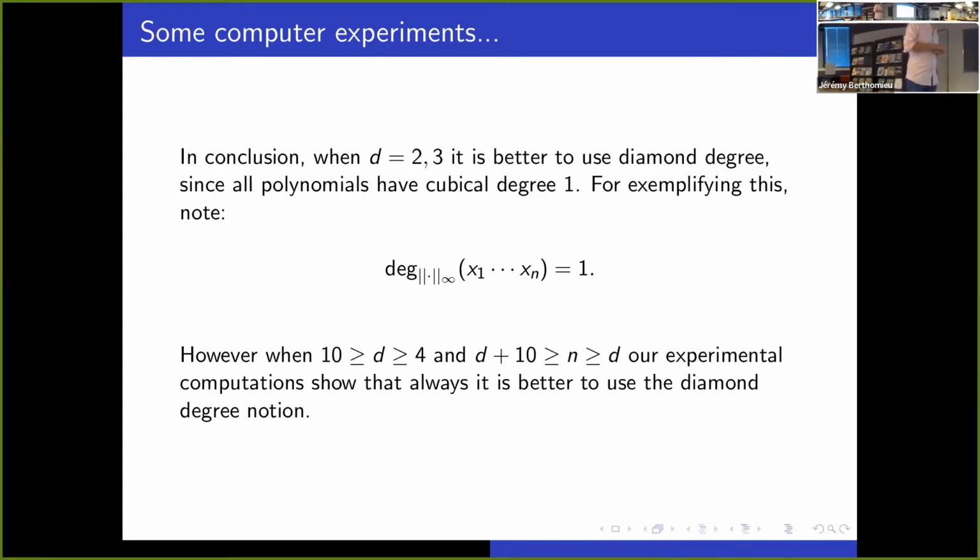However, when d is between 4 and 10, and n is between d plus 1 and d, our experimental computation shows that always it is better to use the diamond degree notion. So when d decreases, I think it is not proved at this moment, it's better to use the cubical notion, sorry. The cubical notion was a typo.